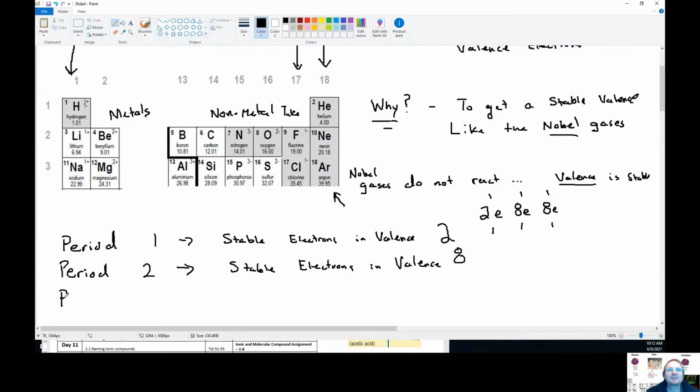Period 3, you're gonna start to pick up some of the patterns here, but write this down. So stable electrons in the valence is also 8. Oh, that's cool. Cool patterns. Neat, neat, neat. Let's draw some models.